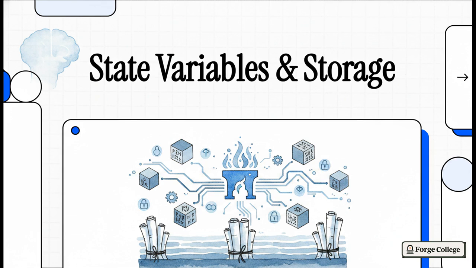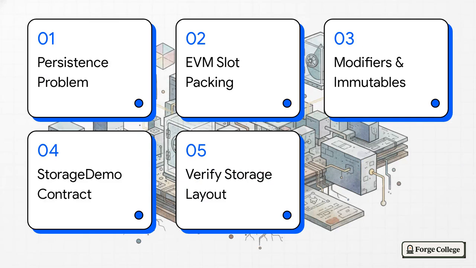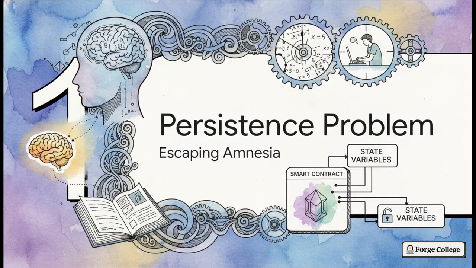We're looking at how a smart contract actually remembers things permanently rather than waking up with a completely blank stare every single time it runs. Here's our blueprint for today. We're going to cover the persistence problem, EVM storage and slot packing, modifiers, constants, and immutables, building the storage demo contract, and finally, verifying your storage layout. So let's jump right into Part 1, the persistence problem, escaping contract amnesia.